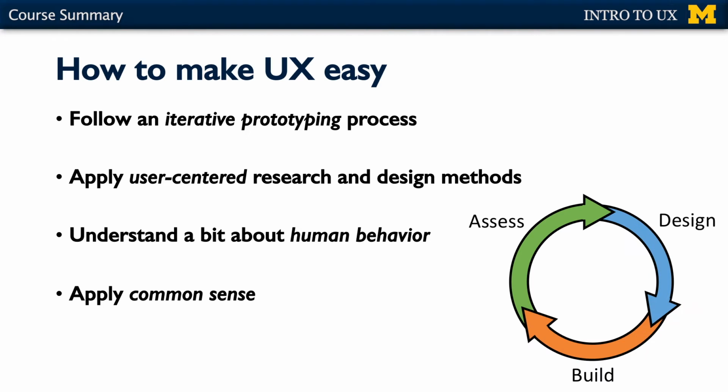We know certain things that we can do to help steer the product design process towards a positive outcome for users. And in particular, we talked about following an iterative prototyping process so that we can fail fast and learn from our mistakes. Applying user-centered research and design methods to make sure that we keep users' needs and users' desires in focus throughout the process. We also talked about the importance of understanding a bit about human behavior so that we can avoid obvious pitfalls and move towards designs that will work better for people. And we also talked about how an iterative process allows us to apply common sense to steer towards a product design that will deliver a good user experience.